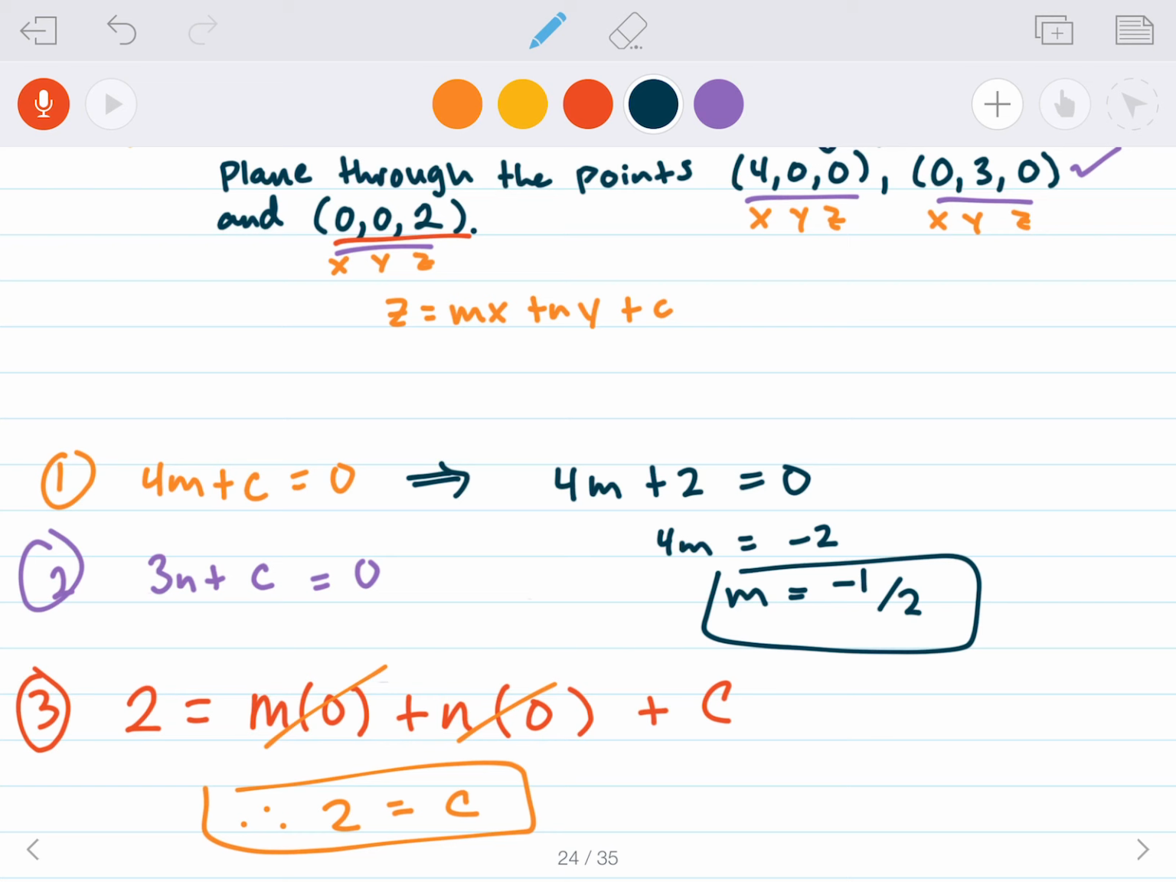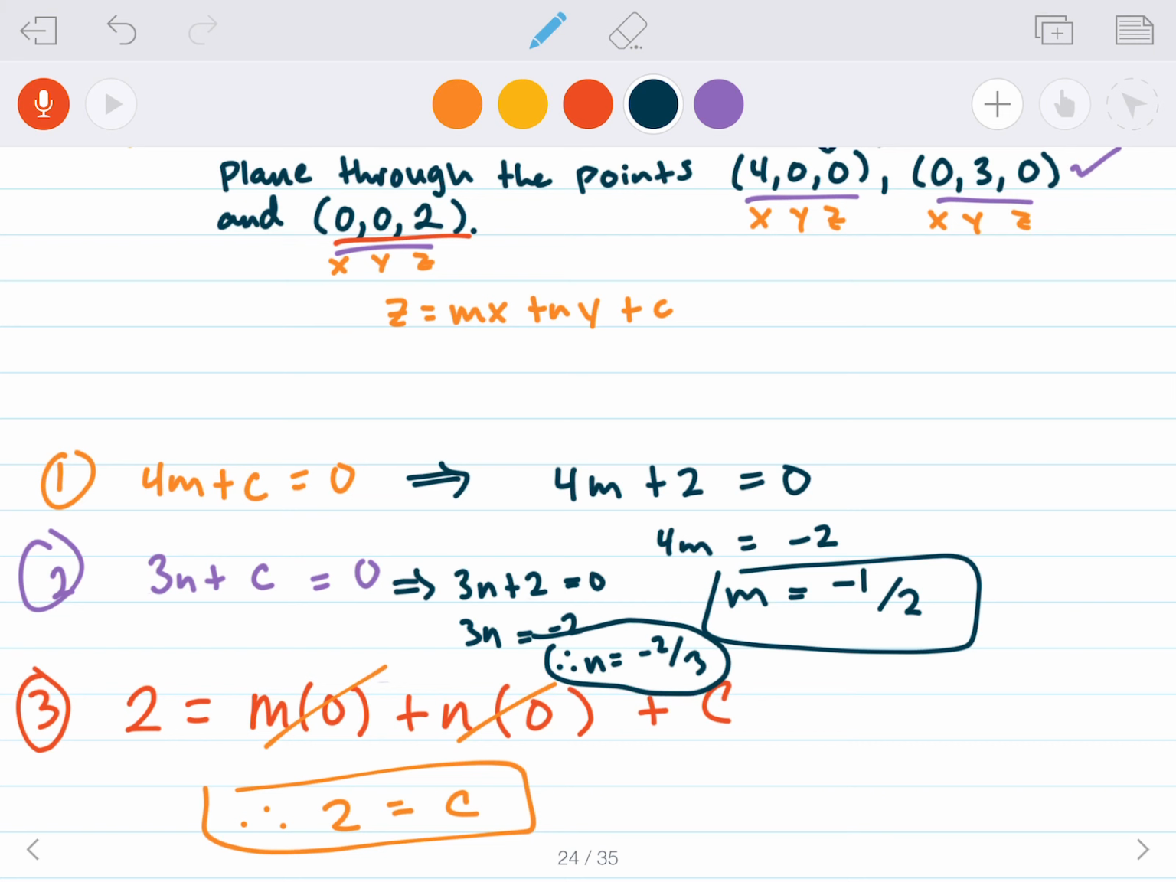Okay, so m is negative a half. And then over here, if we solve for n, we get 3n plus 2 equals 0. 3n equals negative 2, and therefore n is equal to negative 2/3.